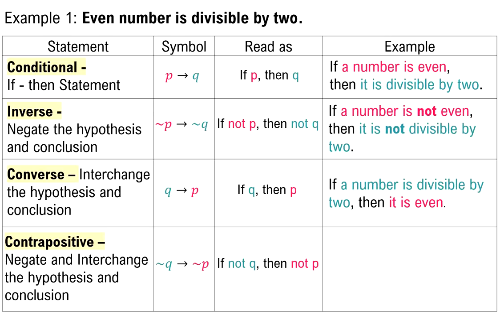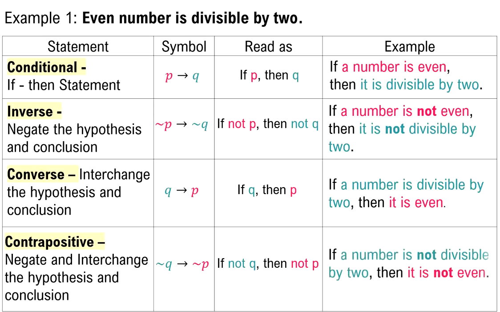For example, di ba ang conditional statement natin ay if a number is even, then it is divisible by 2. So, ang gagawin lang natin, inverse natin, and then gagawin nating converse. So, dalawa ang gagawin. I-negate at i-interchange. So, therefore, our statement would be, if a number is not divisible by 2, then it is not even.